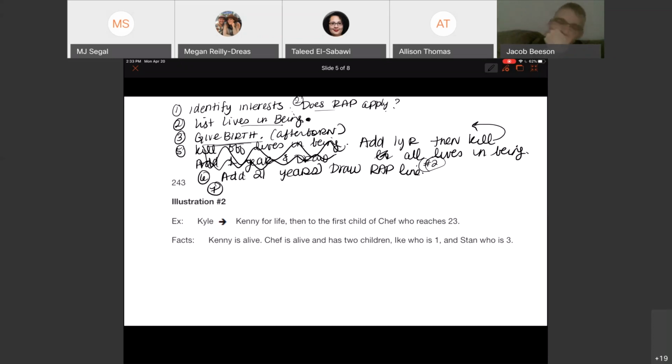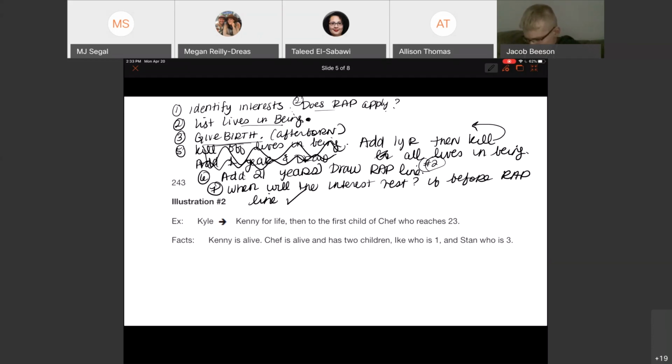And then the final step is to ask, when will the interests vest? If it's before the RAP line, we're good to go. We didn't violate the rule. If it's after the RAP line, then we violated the rule. Okay. And then we cross out the conveyance. Okay.